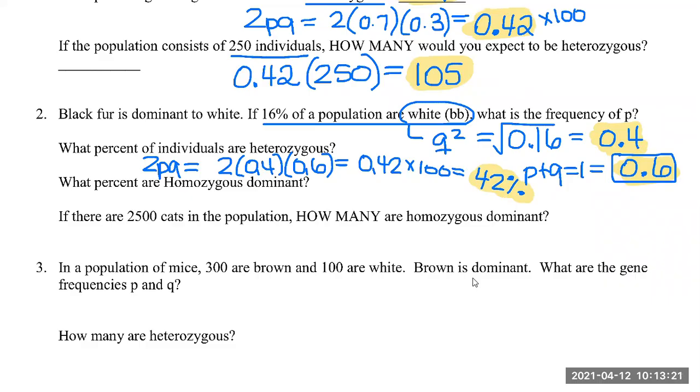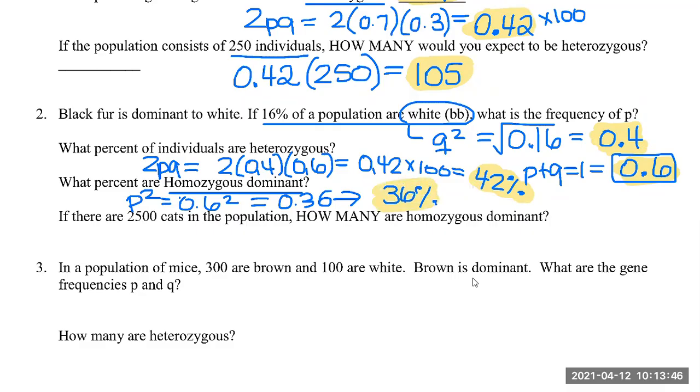What percent are homozygous dominant? Okay, so homozygous dominant, you need to know that's P squared. We have P was equal to 0.6. So 0.6 squared is going to give me 0.36, or as a percent, this is going to be 36%.